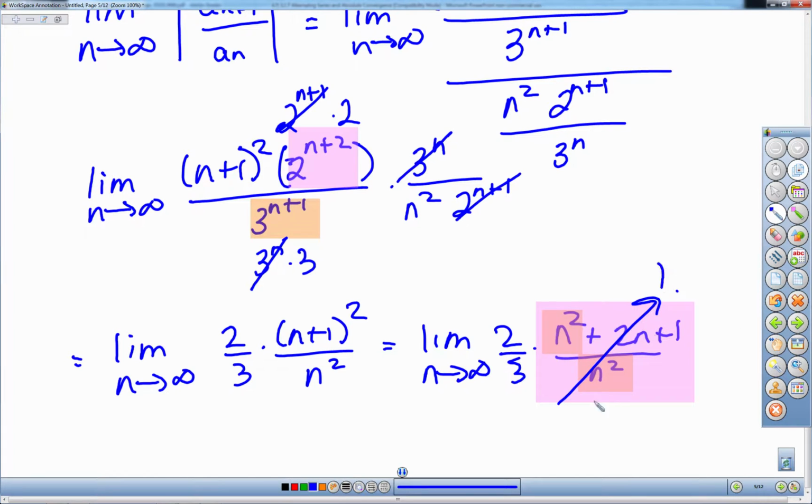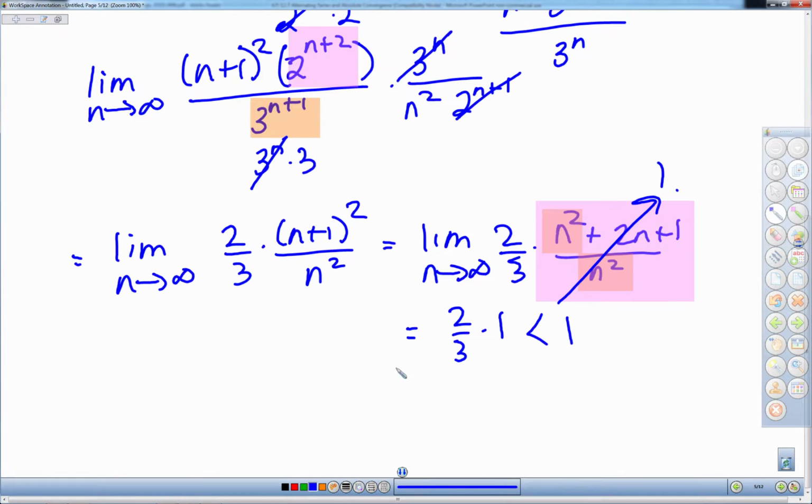And here's what we end up with. We have 2/3 times 1, and since that's less than 1, what does the ratio test tell us about our series? That's right. A sub n is absolutely convergent.